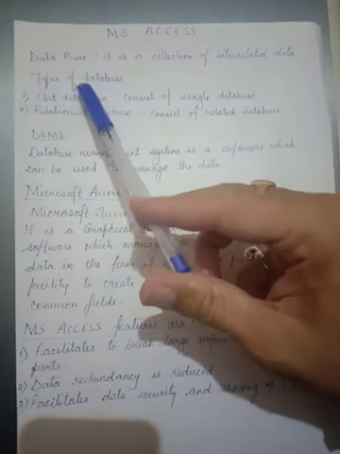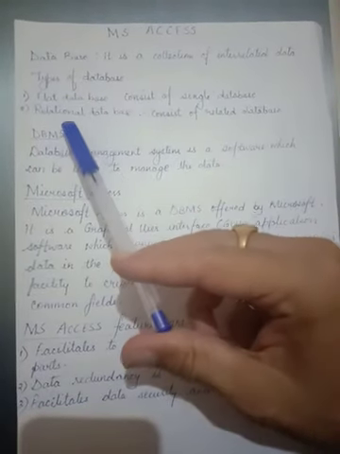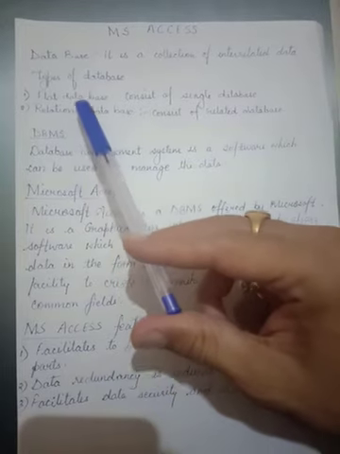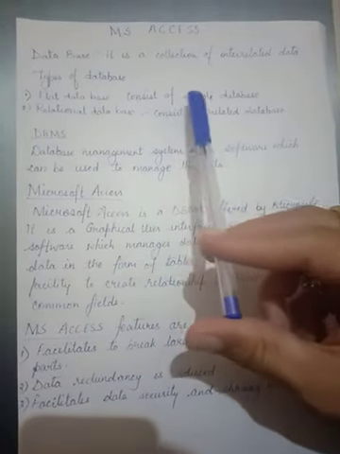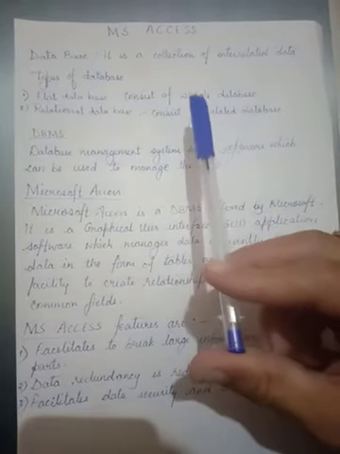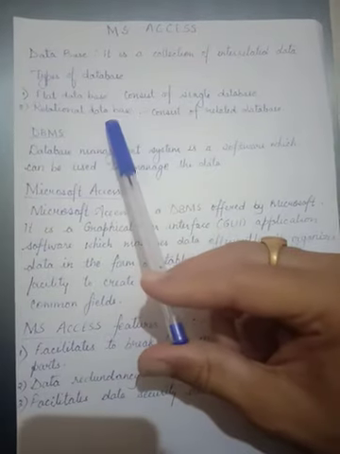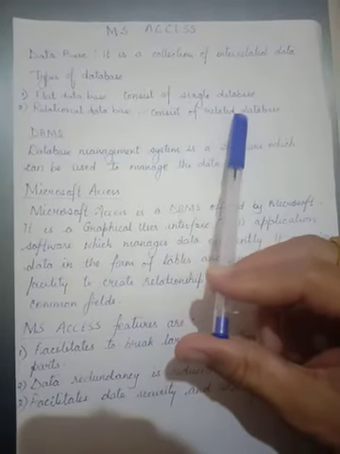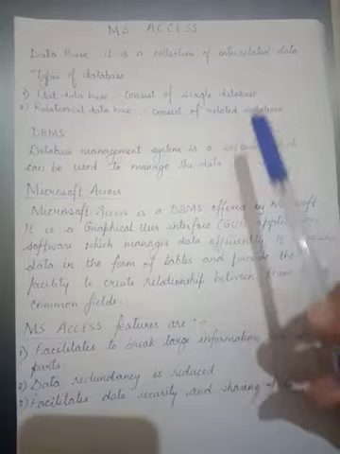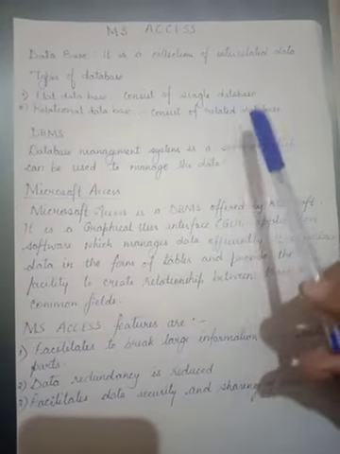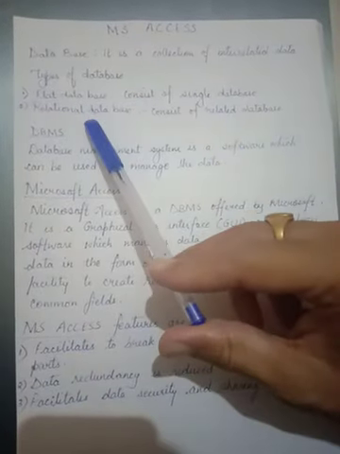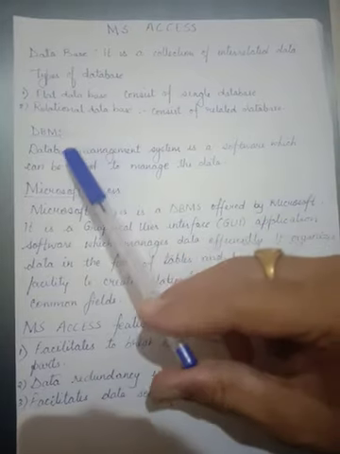There are two types of database: flat database and relational database. A flat database consists of a single database, which consists of a single table. A relational database consists of related databases, in which there are various tables which are interrelated with each other. They are called relational databases.